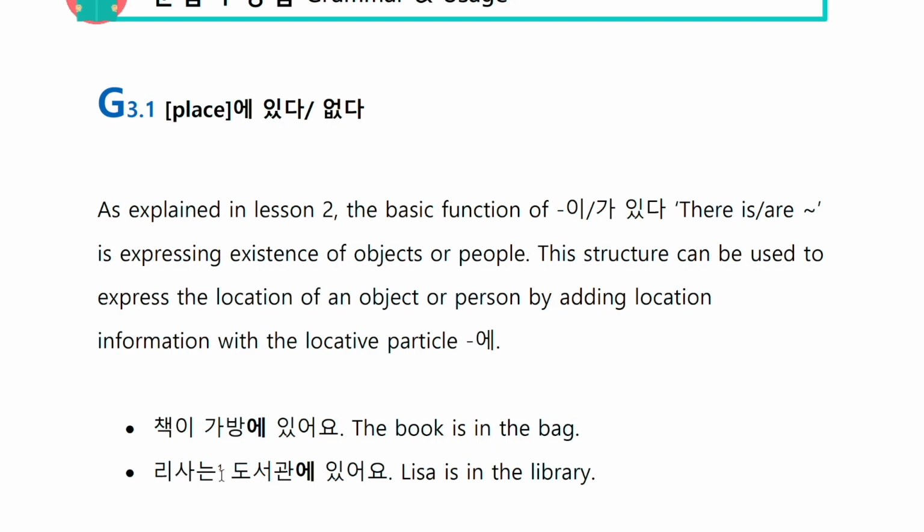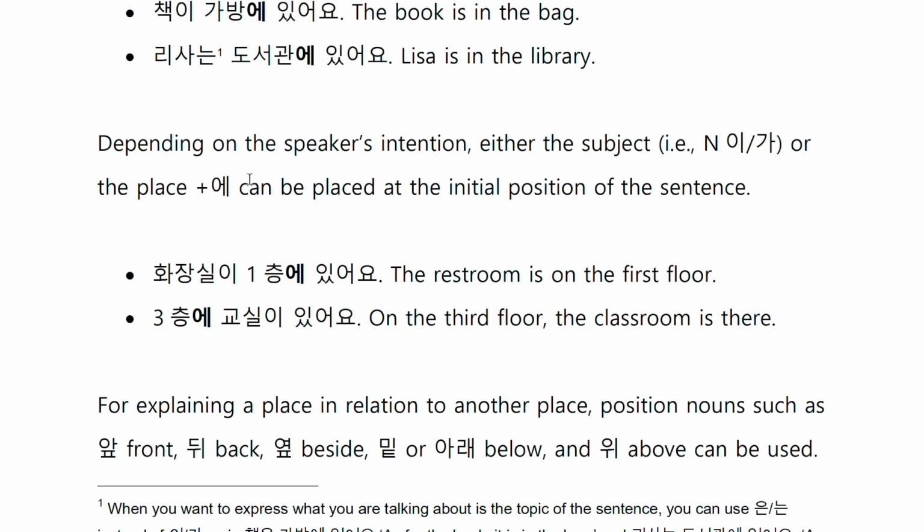At this position, we can use 이/가 and if you want to say like as for Lisa, then you can use 는. So 리사가 도서관에 있어요. 리사는 도서관에 있어요. They mean the same thing. Depending on the speaker's intention, either the subject noun 이 or 가, or the place plus 에 can be placed at the initial position of the sentence.